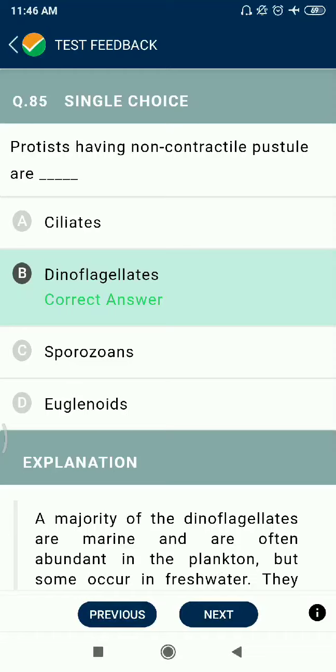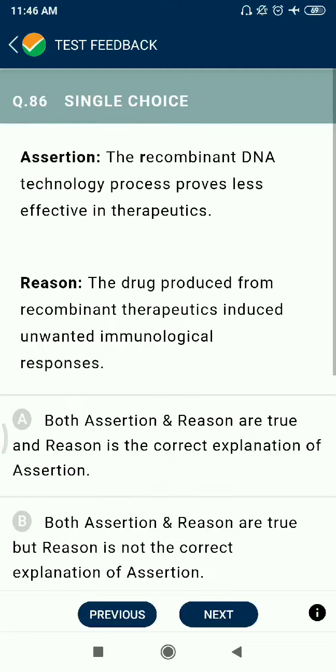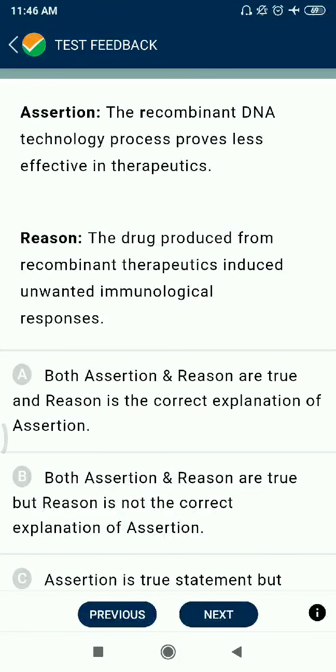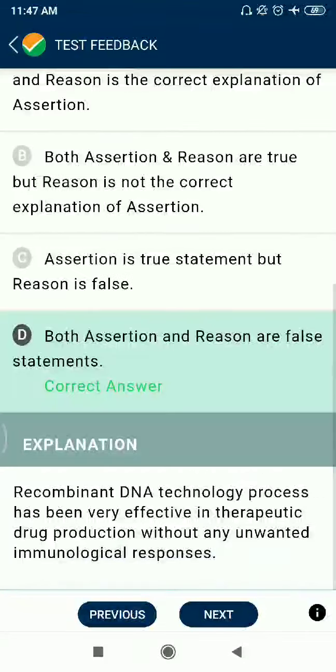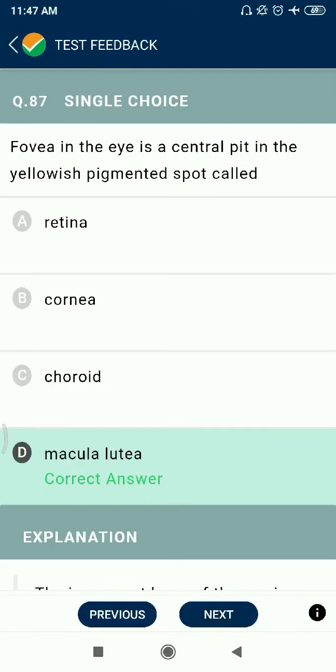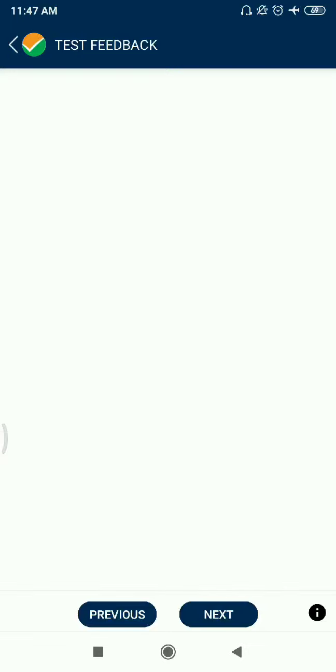Question number 85. Protists having non-contractile pusules are dinoflagellates. Question number 86. The recombinant DNA technology process proves less effective in therapeutics. Okay, correct है. With the drug produced from the recombinant therapeutics induced unwanted immunological response. No. Question number 87. Fovea in the eye is a central pit in the yellowish pigmented spot called macula lutea.